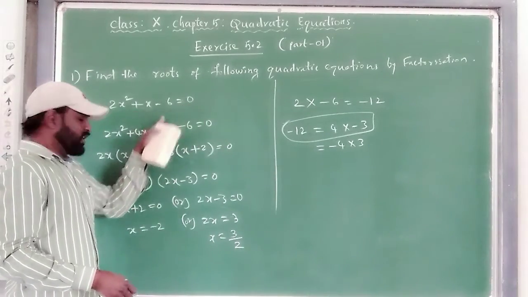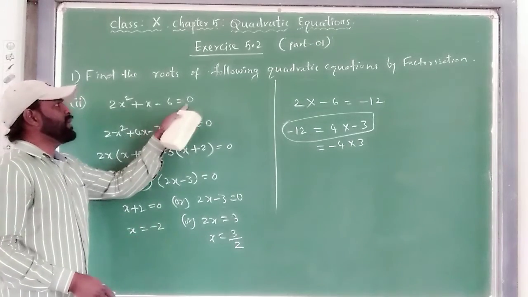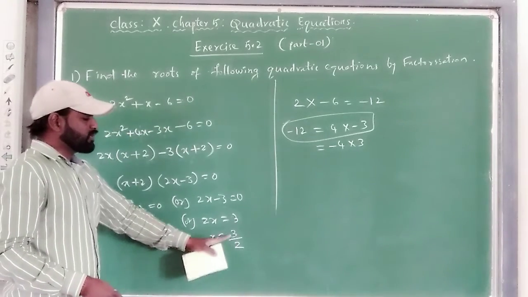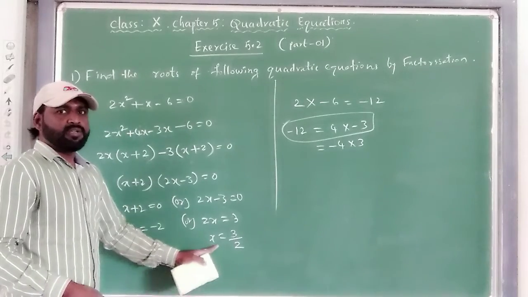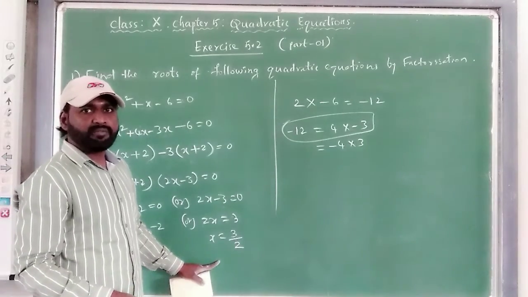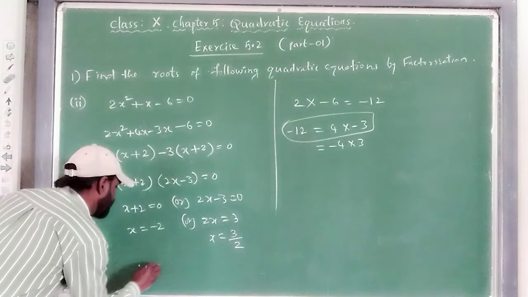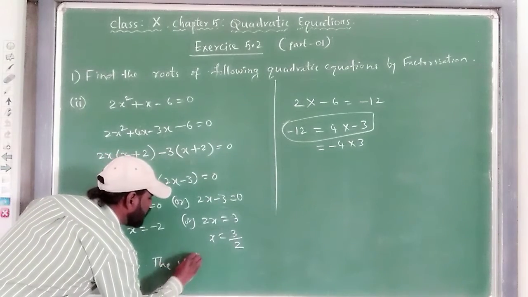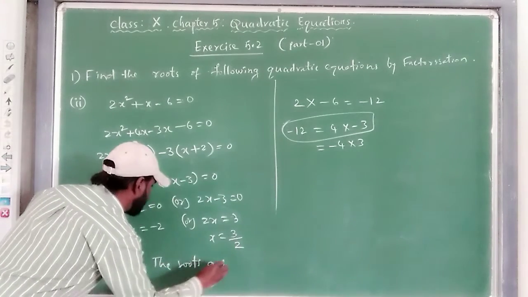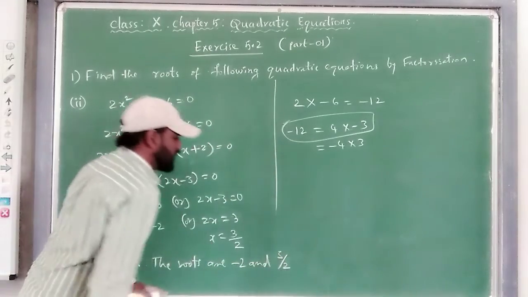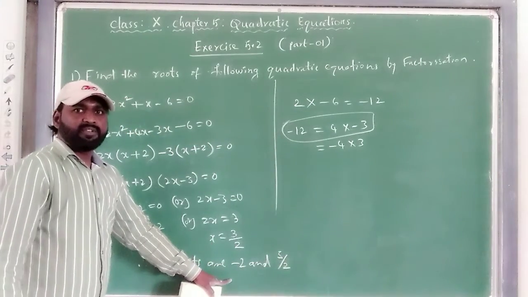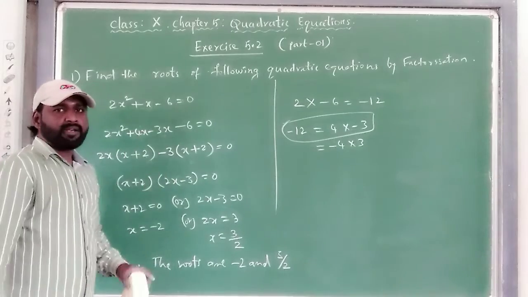Both will satisfy this equation. In place of x, if you substitute minus 2, it will be equal to 0. Otherwise, if you substitute 3 by 2 also, it will be equal to 0. That means these are the two solutions. You can call these two the roots of the given quadratic equation. Therefore, the roots are minus 2 and 3 by 2. These are the two roots which we have got by using the factorization method.